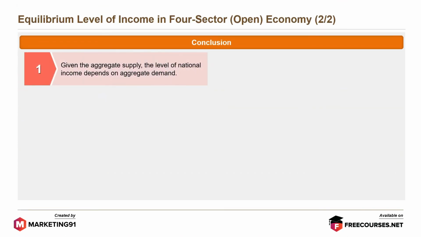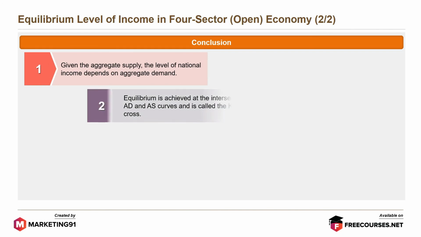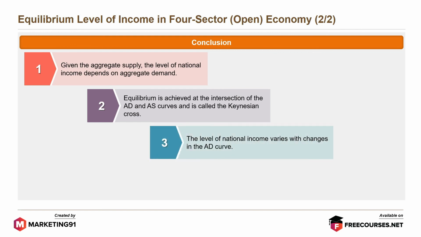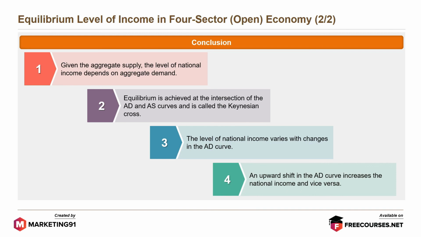Given the aggregate supply, the level of national income depends on aggregate demand. Equilibrium is achieved at the intersection of the AD and AS curves and is called the Keynesian cross. The level of national income varies with changes in the AD curve. An upward shift in the AD curve increases the national income and vice versa.